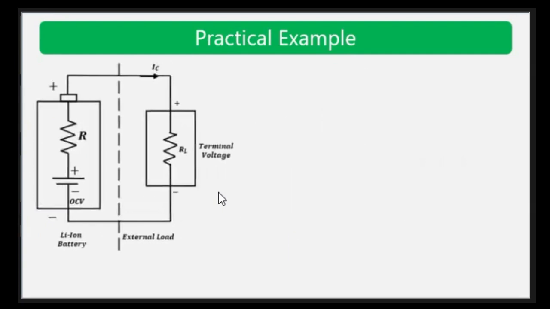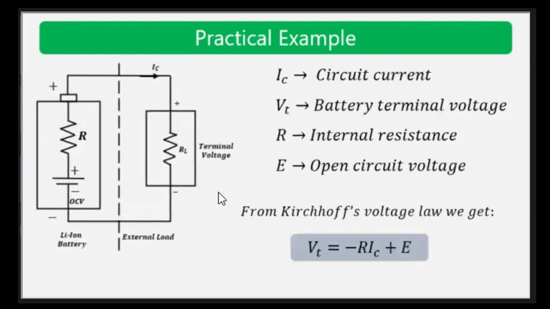We break it into this. So IC is the circuit current, VT is the battery terminal voltage, E is the open circuit voltage. Okay, open circuit voltage means this wire is not connected; you are just measuring the voltage across this. Right? R is the internal resistance, IC is the current, RL is the load. Load can be anything. So this is a simple circuit we have learned in A-level physics.